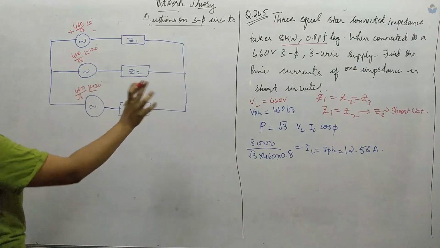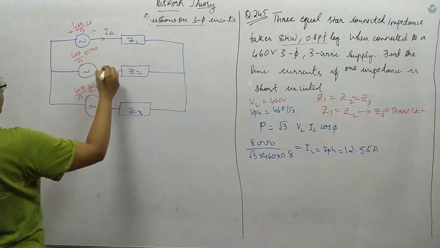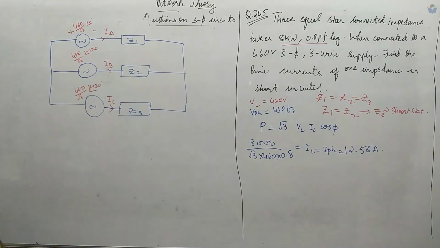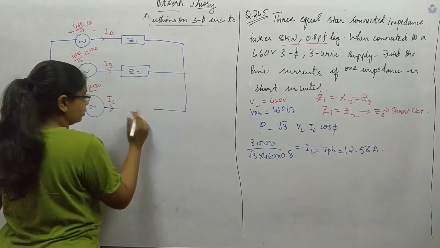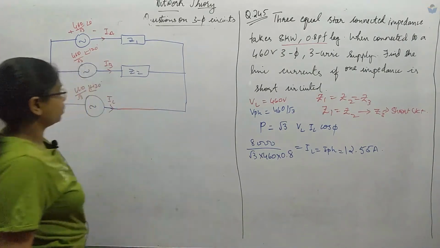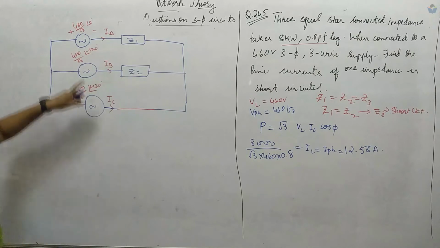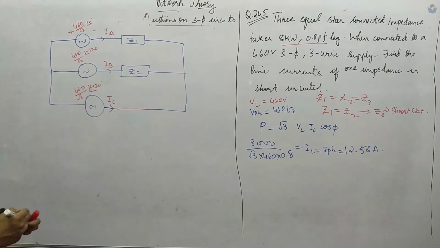Now we have got IL also. Let us take these currents as IA, IB, IC. These are the line currents which we have to find out when Z3 is short circuited. So how do we find these IA, IB and IC?